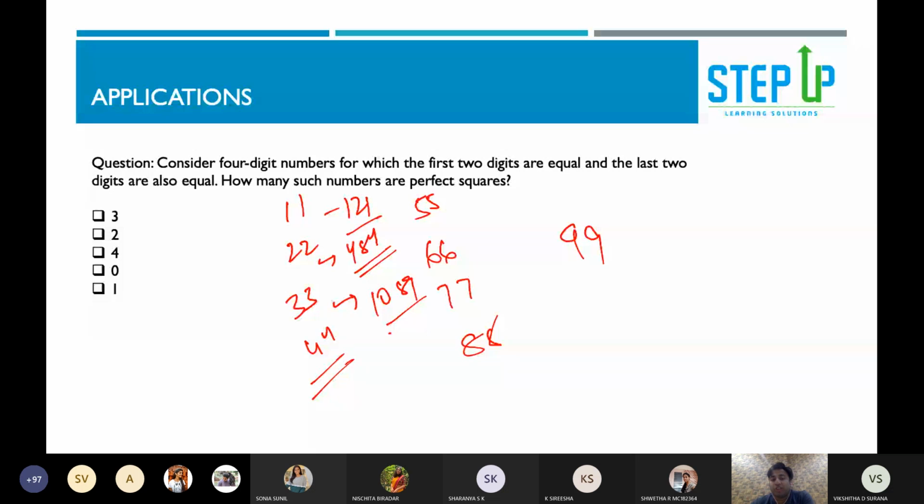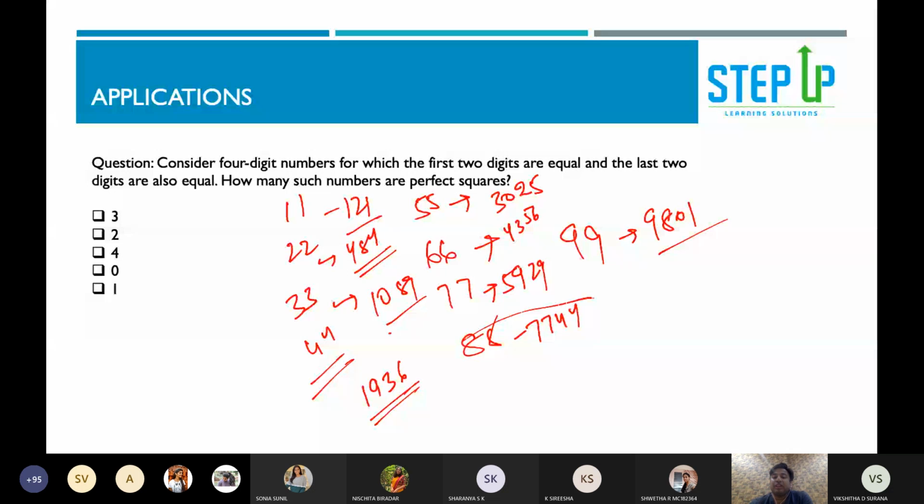44. What is the square of 44? We have just done that: 1936. 55 is 3025. 66. Can anybody give me the answer for 66? 4356. Okay, you can apply the 55 base here. 77 is 5929. So there is only one number which is satisfying this rule, that is 88. So my answer is 1.